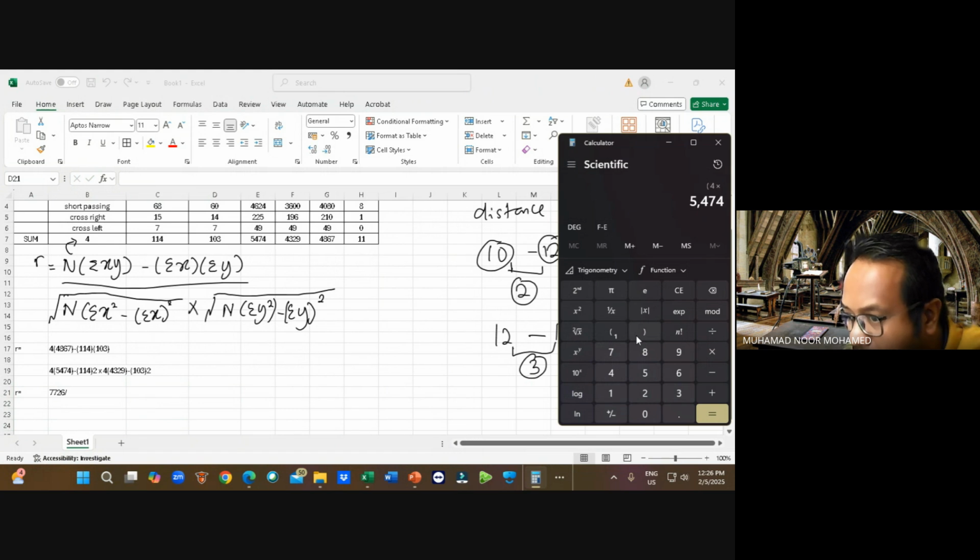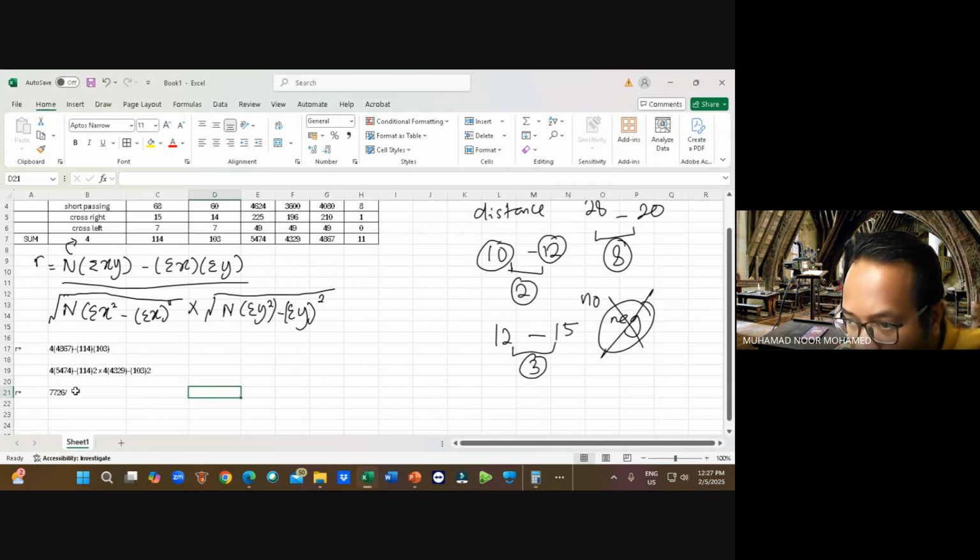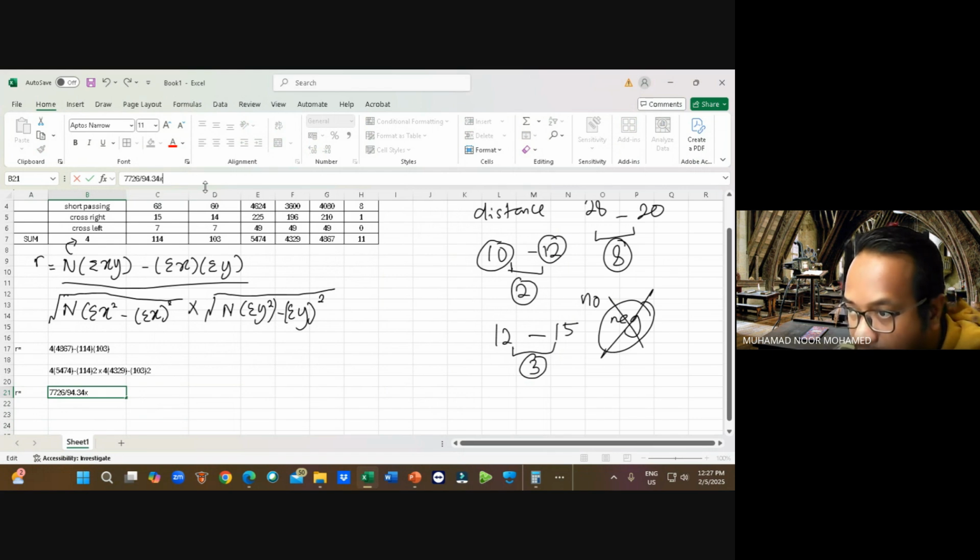Minus this one will be 114 square. We close things up. All right. Then we square root things. So we have 94.34. So the first part will be 94.34.